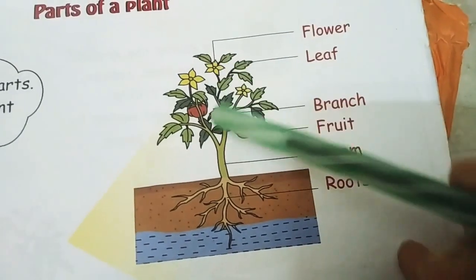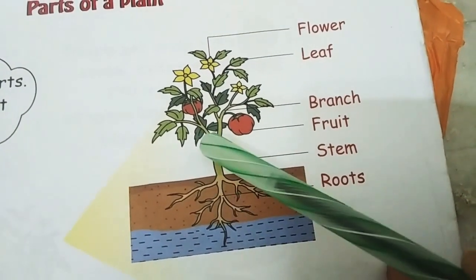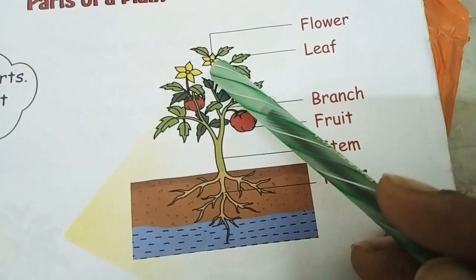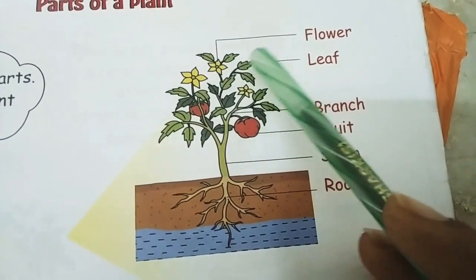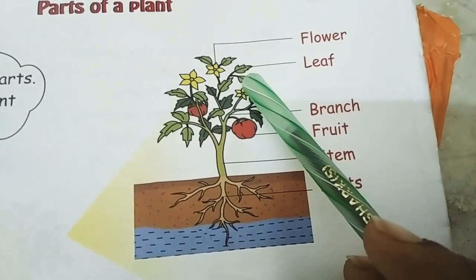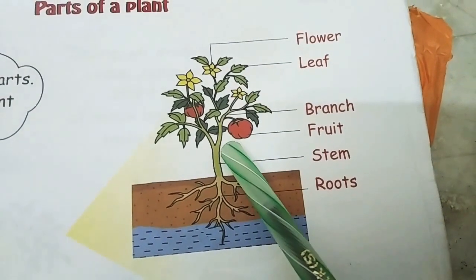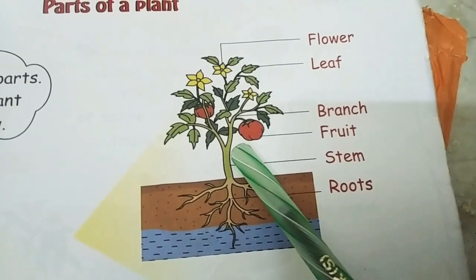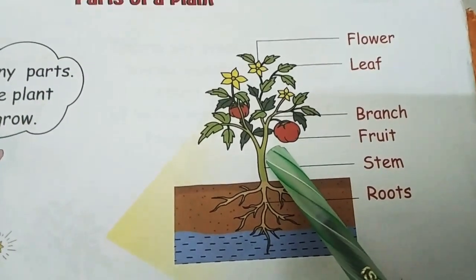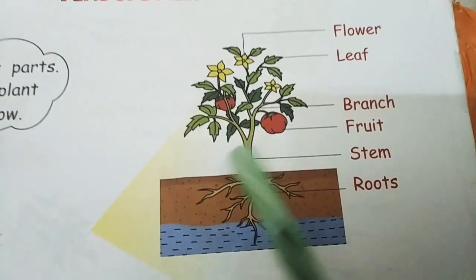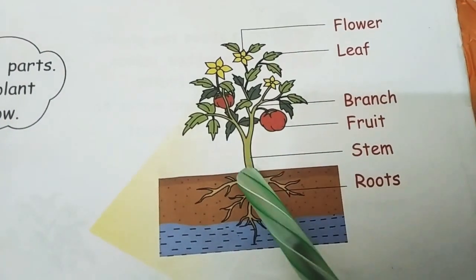So this is the plant. Here you can see these are the flowers. Right? So already you know this. These are the flowers. These are the leaves. And this one, yes, the fruits. Some of the plants have fruits and some of the plants don't have fruits or flowers, right? That depends. Now the next one is the stem, right?